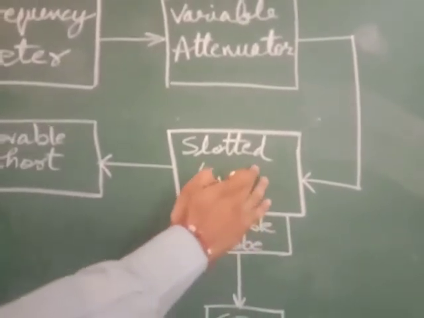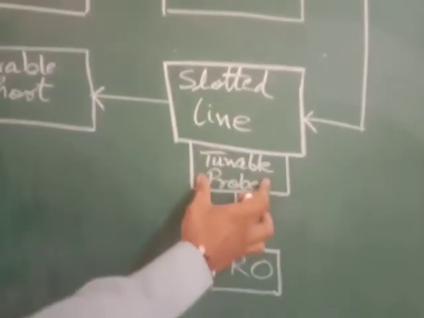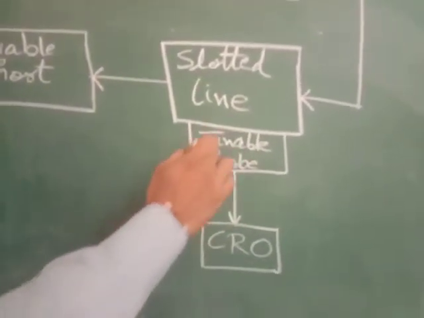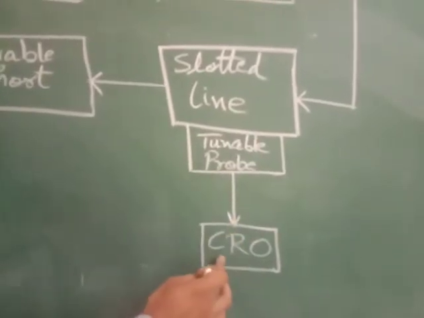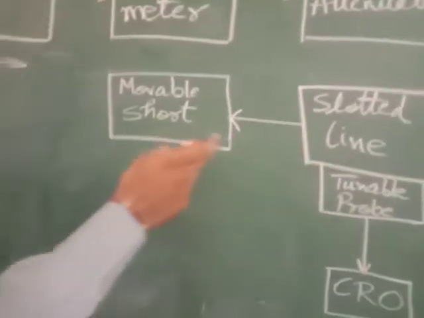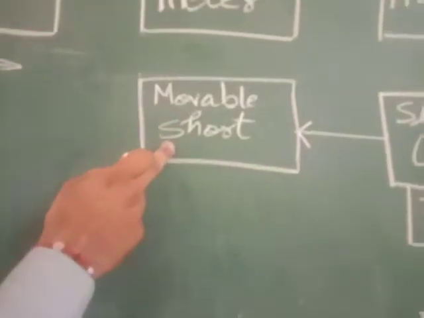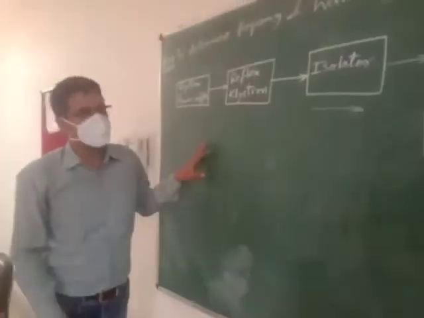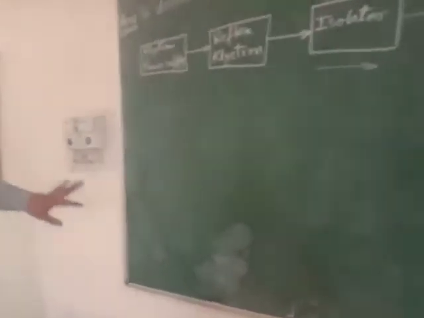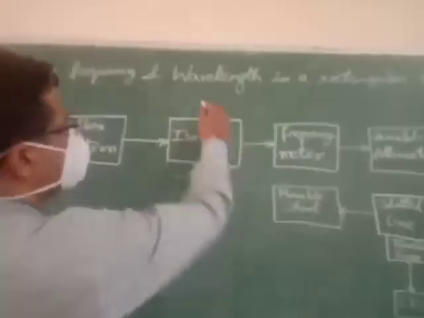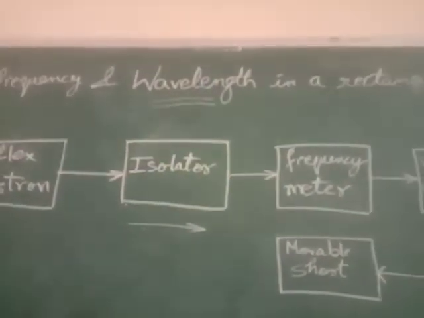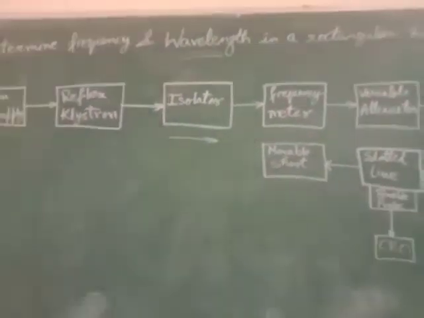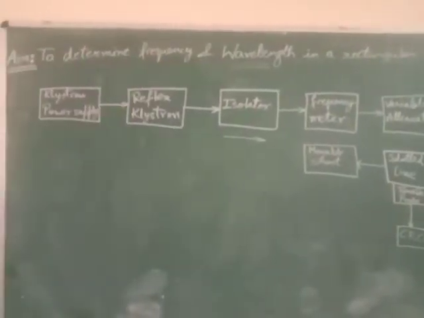Then the slotted line or slotted section, with a tunable probe attached to the slotted section, from where we get the output on CRO. The slotted section is also connected to a movable short. In this experiment, we can measure the wavelength of the signal that is passing in the waveguide, and from the wavelength we can calculate the value of frequency.